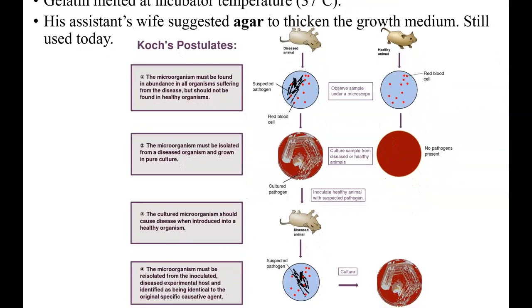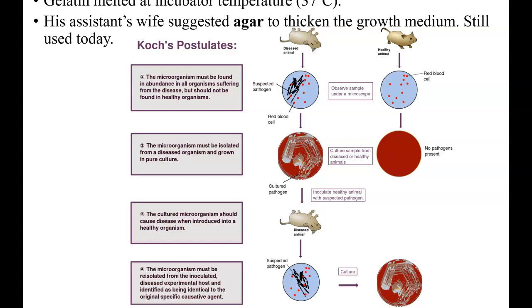So Robert Koch was doing some work with maintaining pure cultures. And he was also doing some work to prove which organisms caused which disease. And so he came up with this series of tests. And so I have a little picture here where you can see how he conducted his tests.